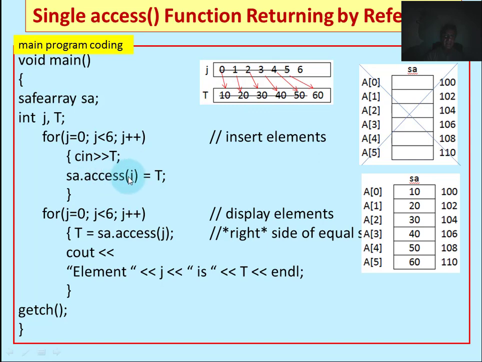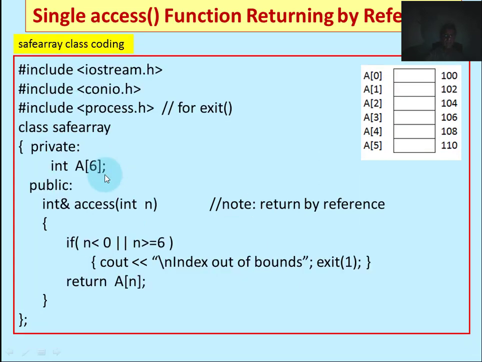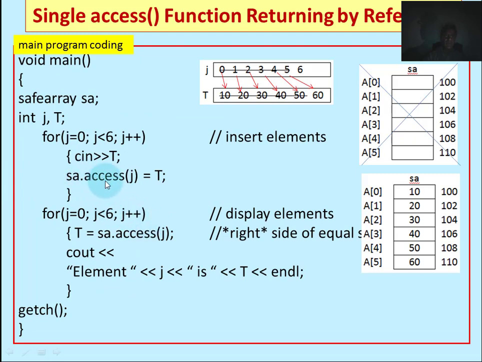sa dot access of j. We are going to call the access function and we are passing the value of j, that is 0. And this access function will check whether j is within the bound or out of bound. If it is within the bound, then it will come here and return not the integer value but its address. So the address will come here. The t value, that is 10, will not be assigned to the address.